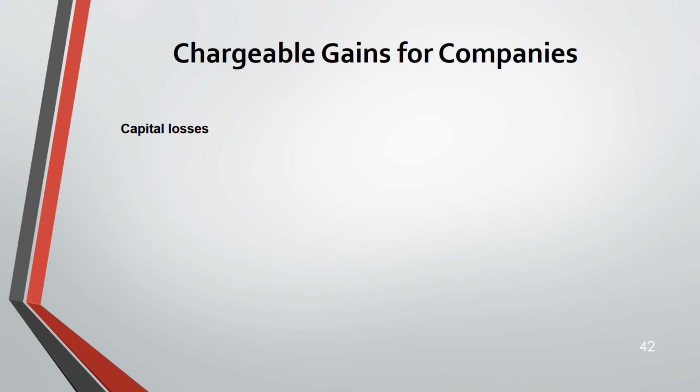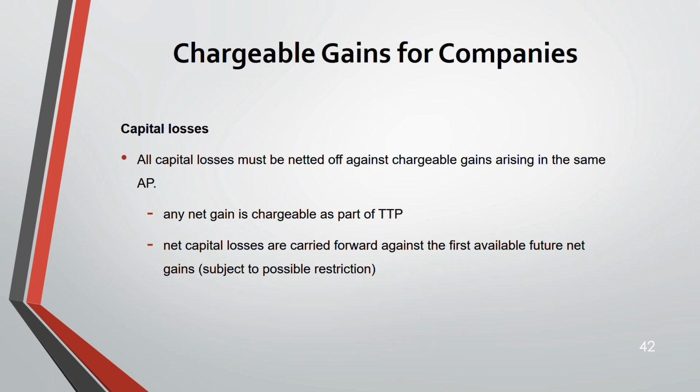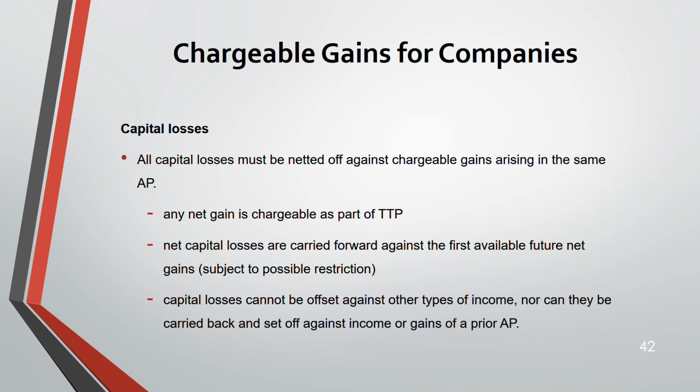Now, the next is capital losses. All capital losses have to be set off against gains in the same accounting period. Any net gain is chargeable as part of TTP. Net losses are carried forward against the first available future net gains. Subject to restriction, capital losses cannot be offset against any other types of income, nor can they be carried back and set off against income or gains of a prior accounting period. These are the differences for capital losses for companies.